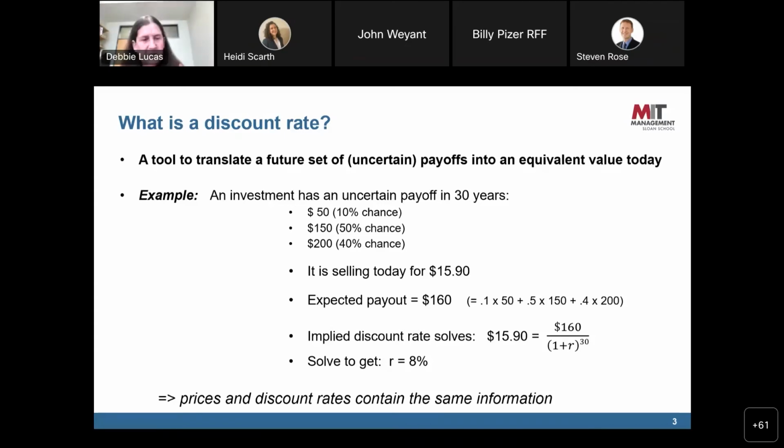So in this particular case, we infer that the discount rate that investors are using when they're competing to get the price at $15.90 is 8%. I guess the only point I want to make here is that prices and discount rates really contain the same information. So if I give you the price of something, I can figure out the discount rate. If I give you the discount rate, I can give you the price, assuming we agree on the expected future payoffs.